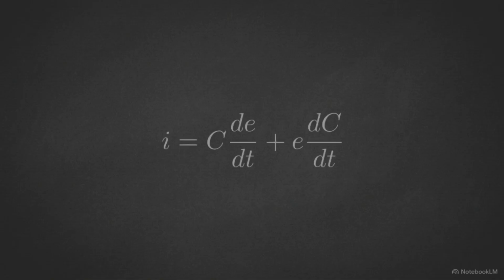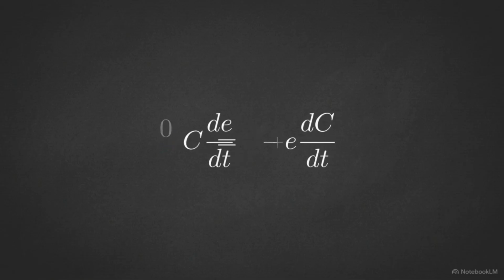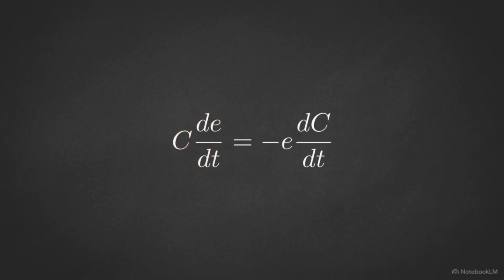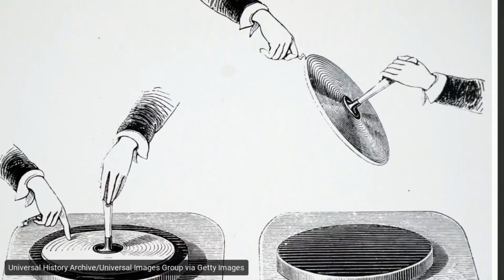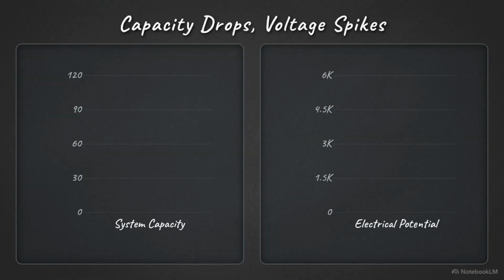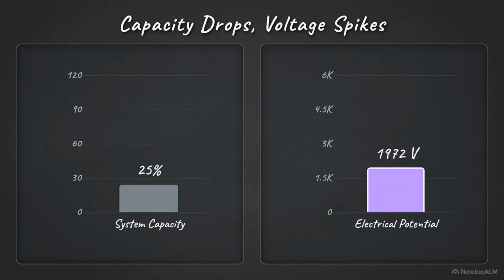Since the quantity of charge is physically locked, the current term in our derivative equation becomes zero. With the current eliminated, the two remaining terms, the changing voltage and the changing capacity, must balance each other. As the plate is lifted from the base, the physical capacitance drops sharply. To maintain the equation's balance, the potential difference reacts. The voltage spikes into the thousands.